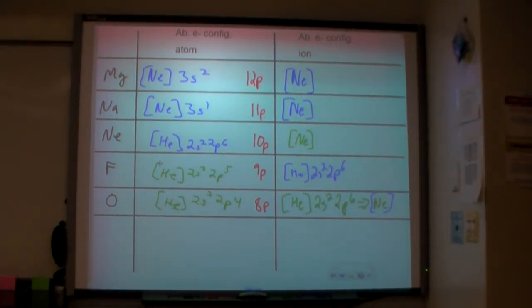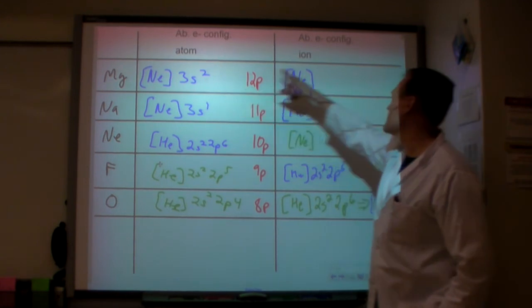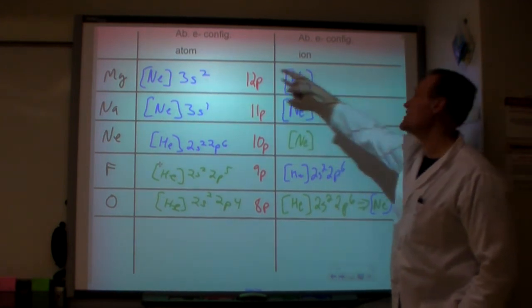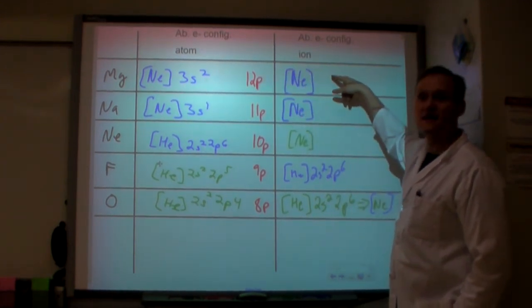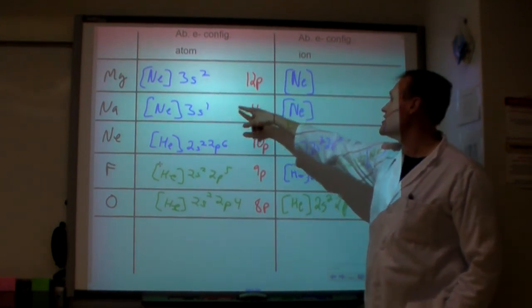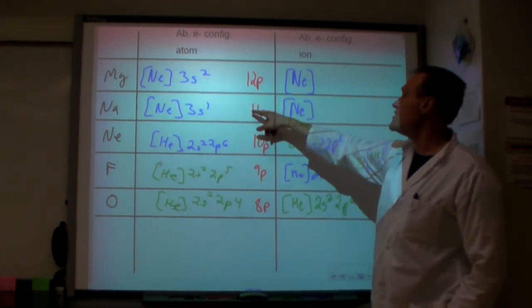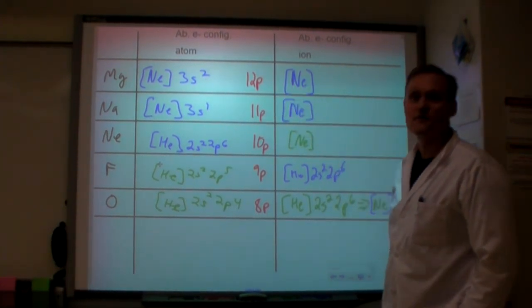Based on what we have just done, you should be able to tell me what's going to happen to the ion size of every single one of those pairs. So for magnesium, going from the atom to the ion, what's going to happen to the size of the atom as it becomes an ion? It gets smaller. An atom going to an ion for sodium will also decrease. Will sodium decrease as much as magnesium is going to decrease?